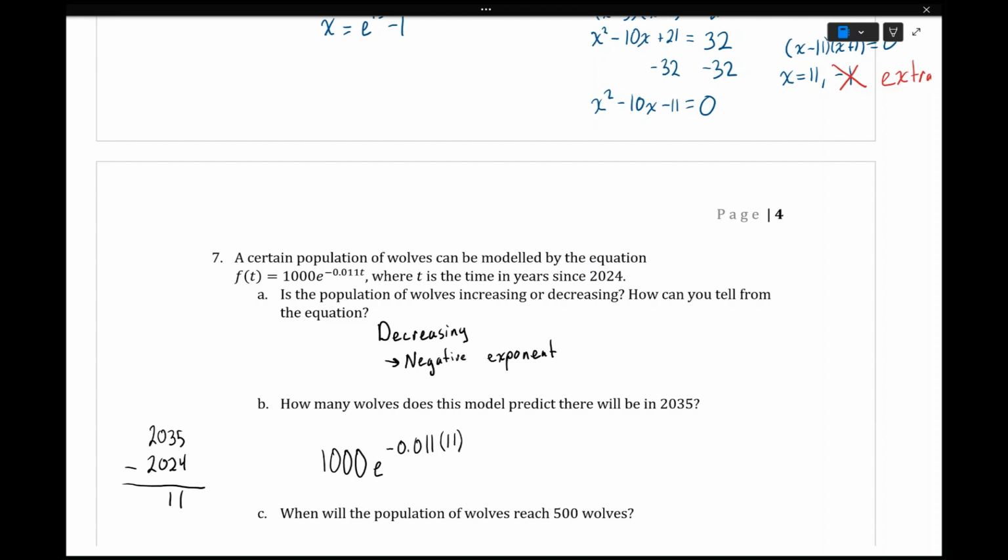And so what that gives me is this really long decimal. But I can't have a decimal number of wolves. That doesn't make sense. And so we'll round it.